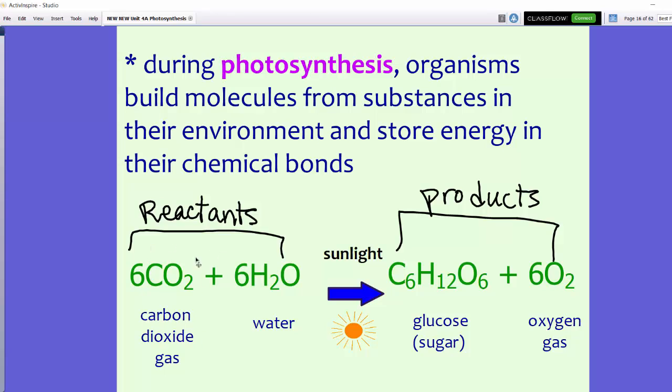So we need 6 molecules of carbon dioxide, and we need 6 molecules of water. That's what these big 6's mean. And once we mix that with sunlight, we're going to get 1 molecule of glucose and 6 molecules of oxygen. So what's on the left of this equation are your reactants. On the right are your products. Those are what gets created.